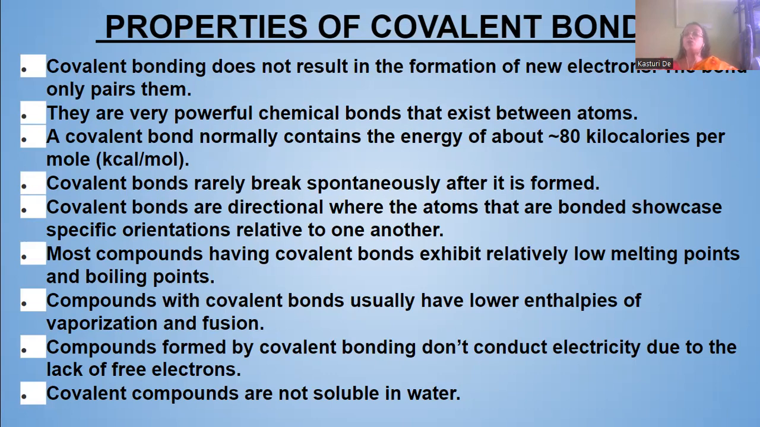Then compounds with covalent bonds usually have lower enthalpies of vaporization and fusion, that is, heat of vaporization and heat of fusion. As their melting points and boiling points are low, therefore their heat of vaporization and heat of fusion will also be low.